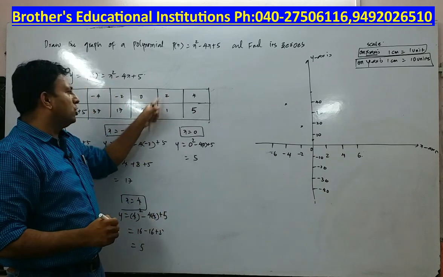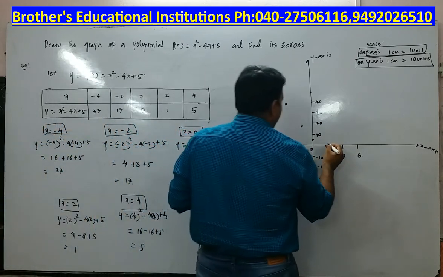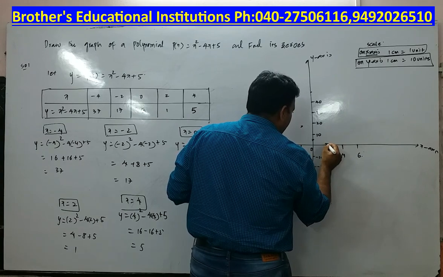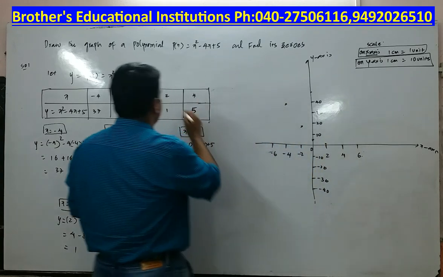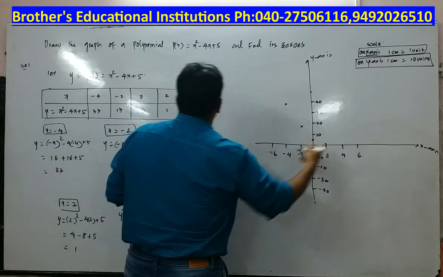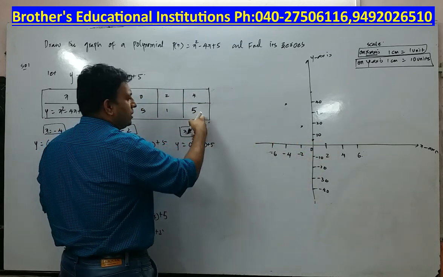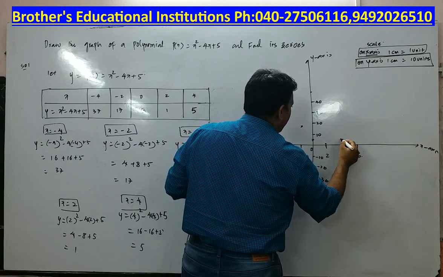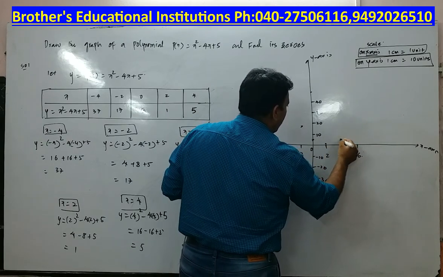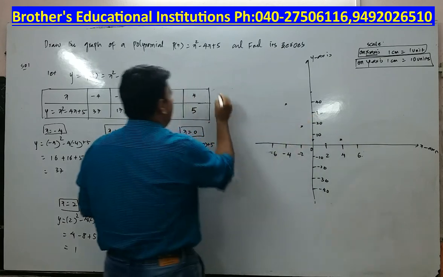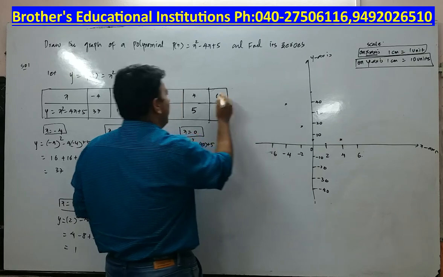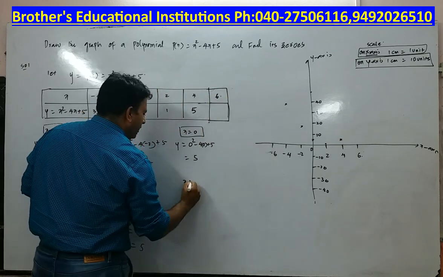For x is equal to 2, the value is 1. Now 1 is somewhere here in the beginning. And then after 2, I will take 4. For x is equal to 4, the value of y is 5. To get more clarity, I will go with another value, x is equal to 6. The more values you take, the more clarity you will get.